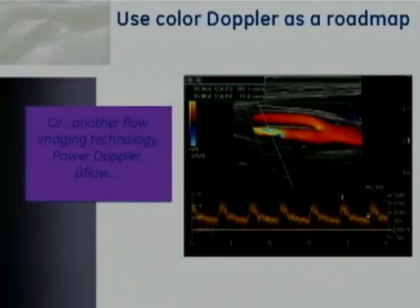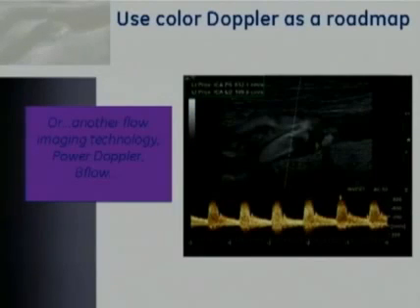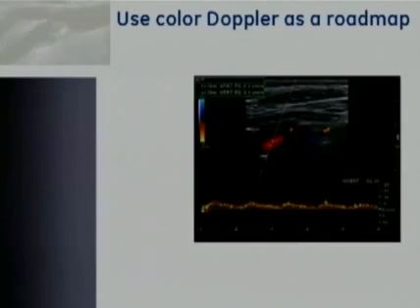We could also use power Doppler, just looking at the anatomy of the residual lumen and using that to guide our Doppler sample volume or B-flow or other flow imaging tools. The point is that the flow imaging tools are very useful for us, and they can provide a roadmap for placement of the Doppler sample volume.